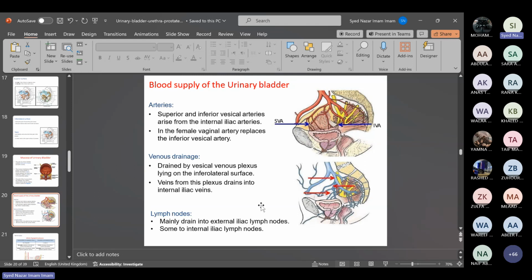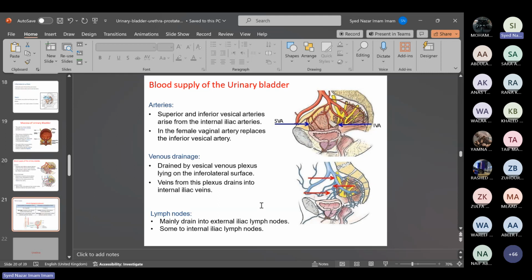And lymphatics, there is a difference between the arterial or the blood supply and the lymph nodes. The lymph nodes are scattered around the internal and external iliac vessels, and mostly the urinary bladder drains into the external iliac lymph nodes, and only a few to the internal iliac lymph nodes. So the artery or the veins is only the internal iliac artery and veins, but the lymph nodes are scattered around the external iliac and internal iliac. And for the urinary bladder, they drain to the external iliac lymph nodes.